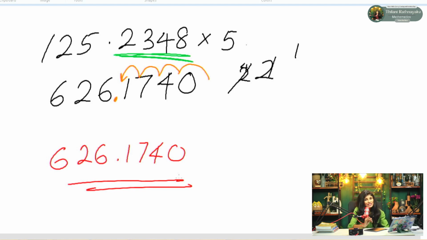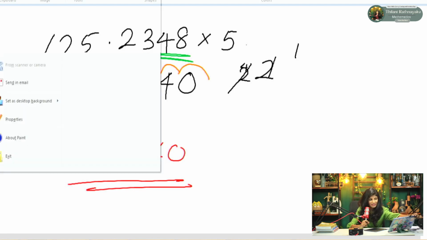Now I'm going to multiply a decimal number by a 2-digit whole number. It's like this.